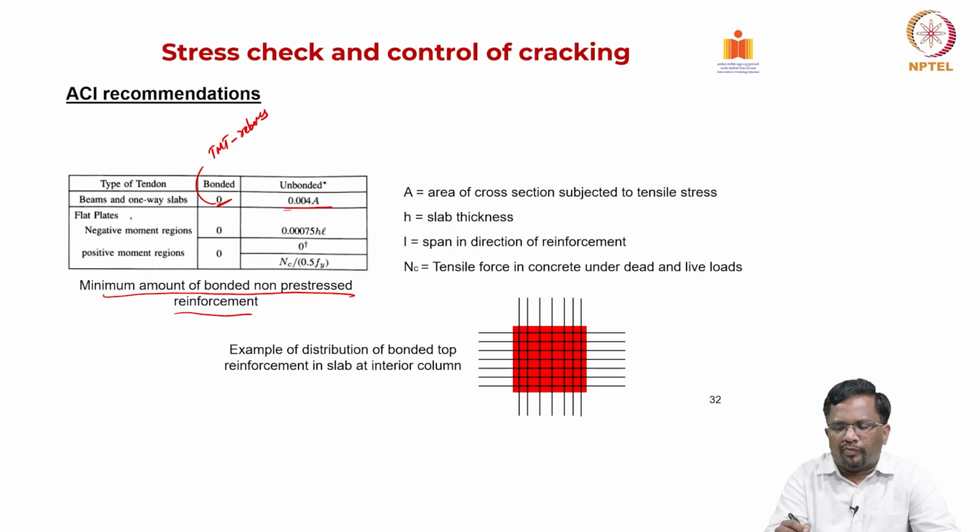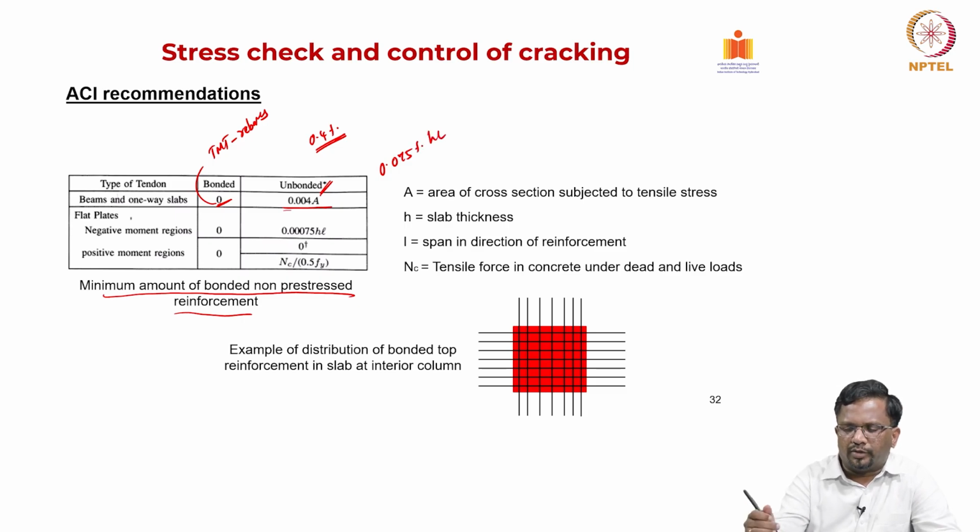requirement. But when I have an unbonded system, which is not bonded to the concrete, the code is saying that for beams and one-way slabs, I need to have at least 0.4% of area. Similarly, for flat plate, it is 0.075% of h times l, right, 0.075 times hl. h is the depth of the slab and l is the length of the slab.